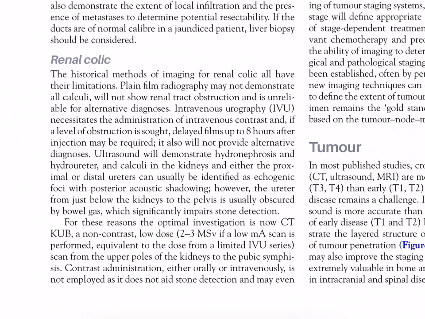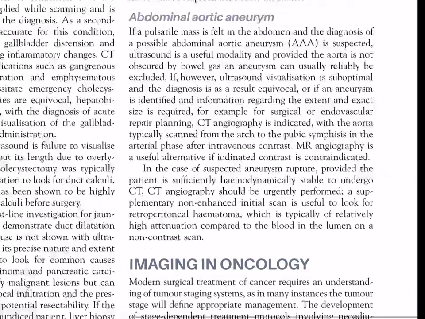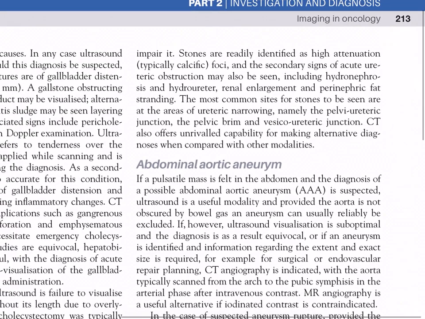Contrast administration, either orally or intravenously, is not employed as it does not aid stone detection and may even impair it. Stones are readily identified as high attenuation, typically calcific foci, and the secondary signs of acute ureteric obstruction may also be seen, including hydronephrosis and hydroureter, renal enlargement, and perinephric fat stranding. The most common sites for stones to be seen are at the areas of ureteric narrowing, namely the pelviureteric junction, the pelvic brim, and the vesicoureteric junction. CT also offers unrivaled capability for making alternative diagnoses when compared with other modalities.